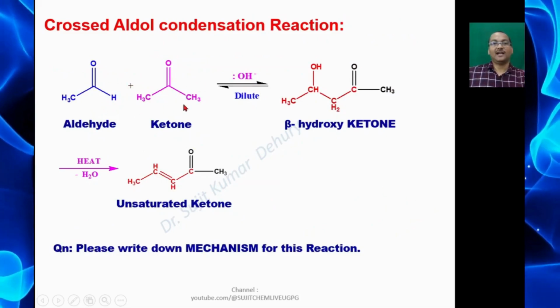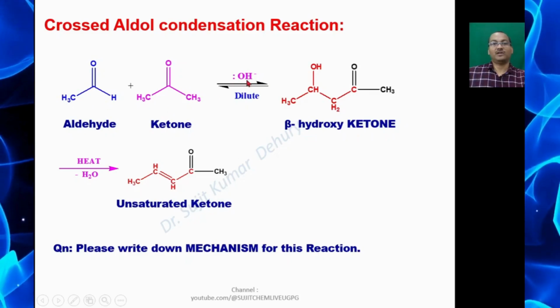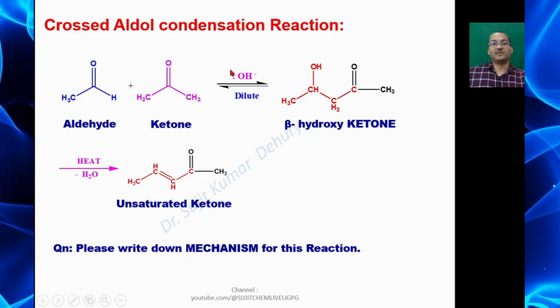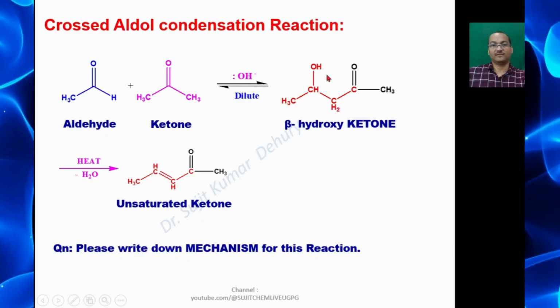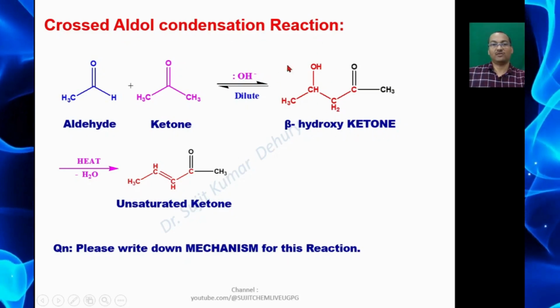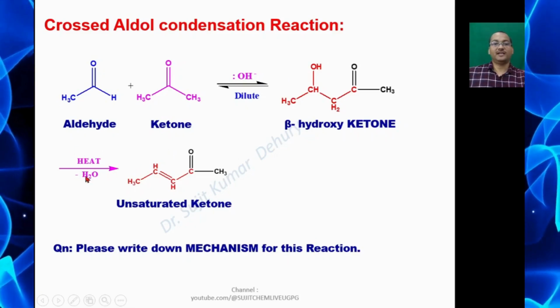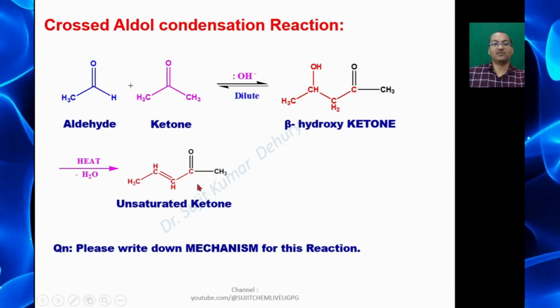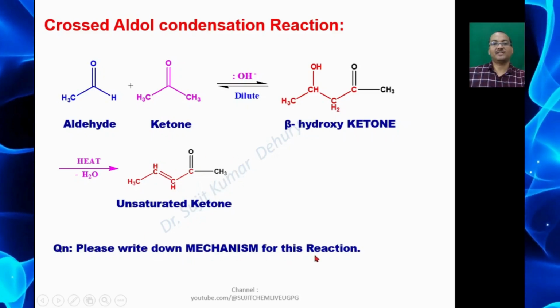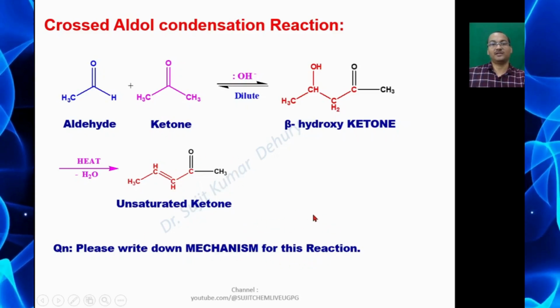Similarly, aldehyde and ketone can react in the presence of dilute OH- ion, giving rise to the crossed aldol condensation reaction, that is a beta hydroxy ketone. And if you heat this, it will lose 1 molecule of water and you can get an unsaturated ketone. So please write down the mechanism for this one. This is the homework for you guys.